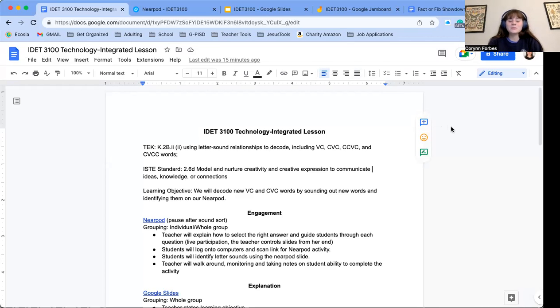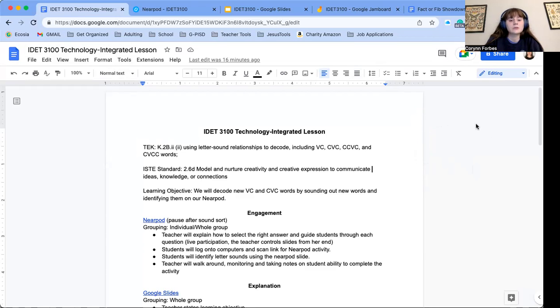Hi, I'm just going to quickly walk you through my technology lesson. I have my TEAC listed out here. It's just using letter sound relationships to decode VC, CVC, CCVC, and CVCC words. But this is a kindergarten TEAC, and currently where my kindergartners are at, we're working on VC and CVC words. So I just focused in on those CVC.